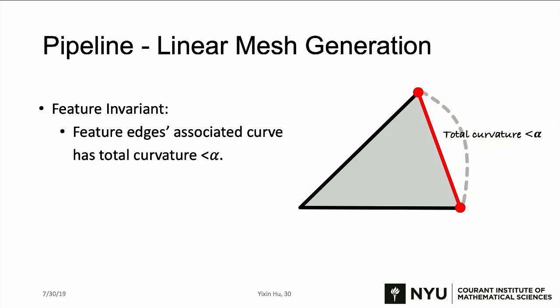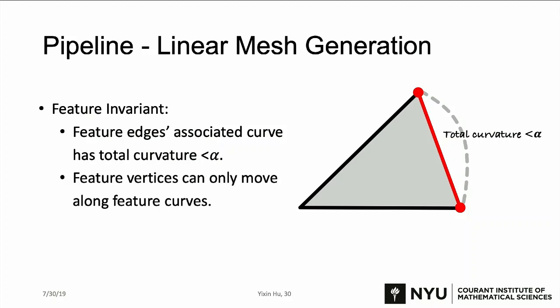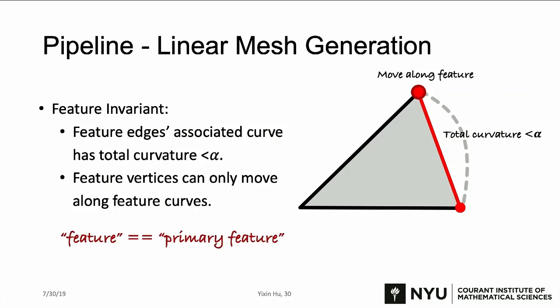It's easy to understand that the smaller the alpha is, the easier the linear mesh can then be curved. But small alpha could also limit the movement of feature vertices. The constraint then requires that all feature vertices can only move along feature curves. Note that here I use feature to refer to primary feature. As for the secondary feature, they can move inside the epsilon envelope. That is the same envelope used in TetWild.